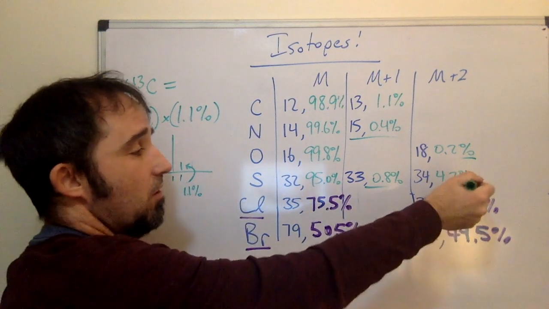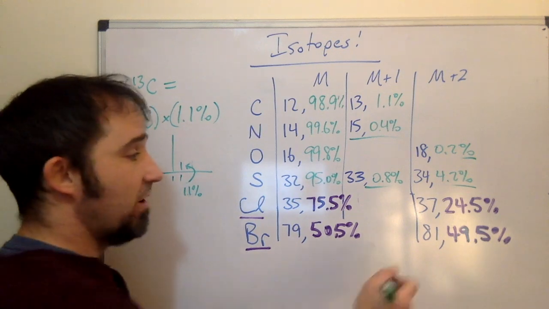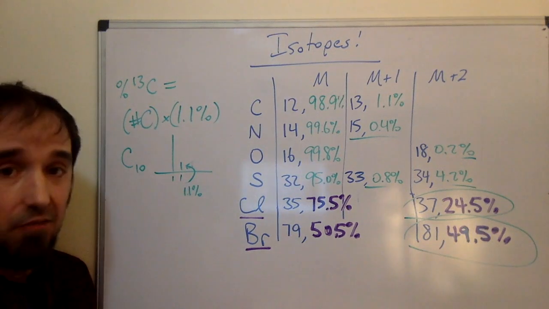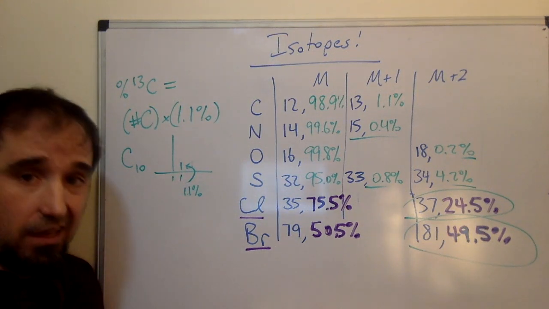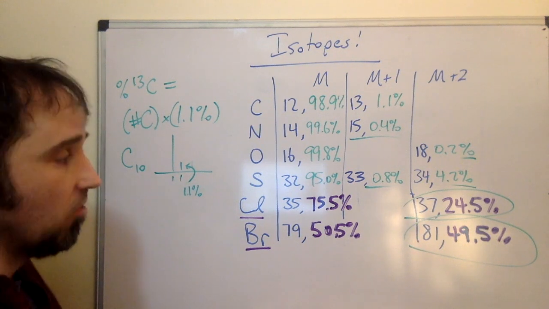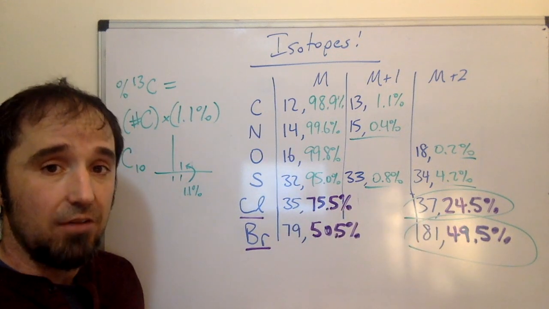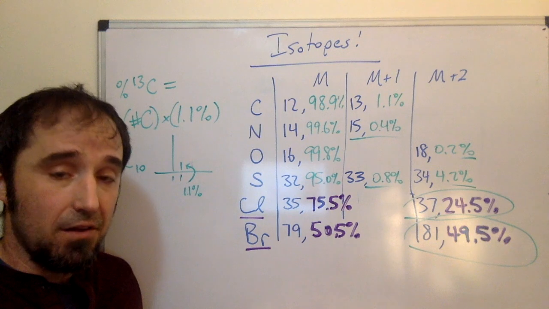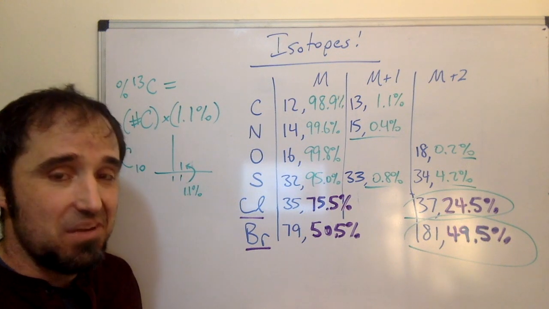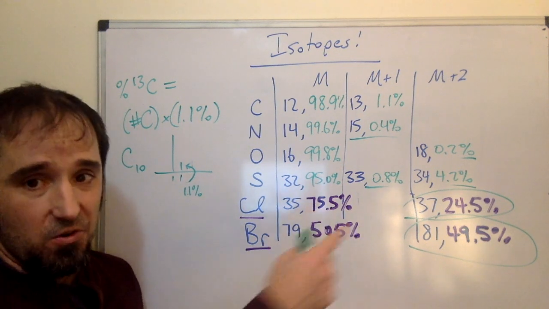Sulfur has a little bit bigger n+2 bump, but the really, really useful ones are chlorine and bromine. Chlorine and bromine have massive n+2 peaks that stick out like a sore thumb. They're really easy to identify. So a peak with chlorine is essentially a 3-to-1 mixture of chlorine 35 and chlorine 37. So if you go to the periodic table, it's 35 and a half, right? It's not because it has half a proton. It's because 3/4 of it is 35 and 1/4 is 37.